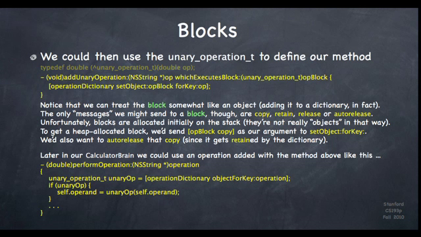And blocks, for the purposes of Objective-C, act a lot like objects, but really the only messages you're ever going to send a block would be copy, retain, release, or autorelease. In other words, memory management. Okay? And in fact, when I execute this line of code, operationDictionary setObject opBlock forKey, it's going to send retain to that opBlock because that's what dictionaries do. When you put something in them, they send retain to it.